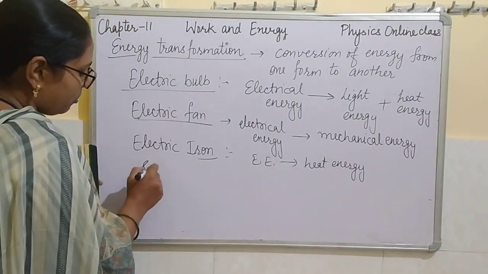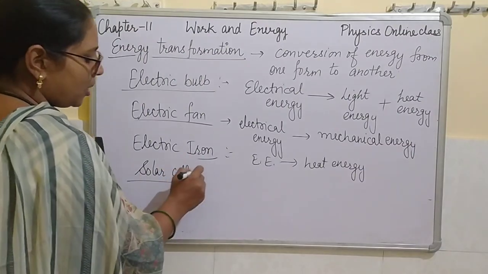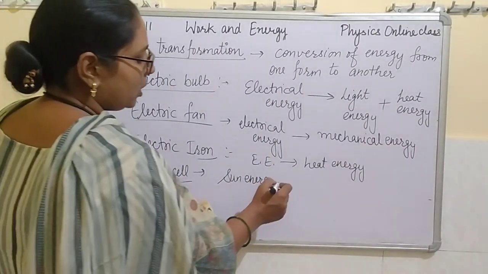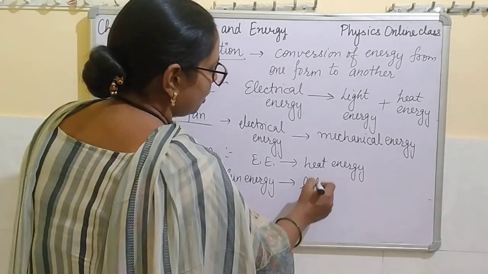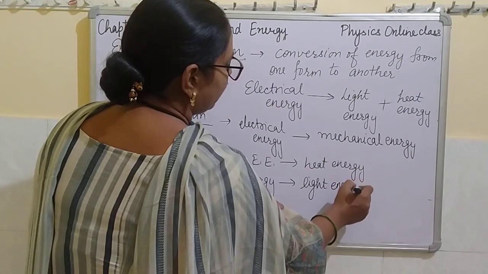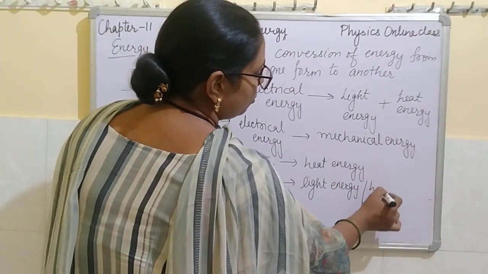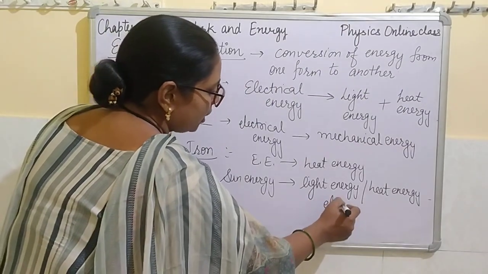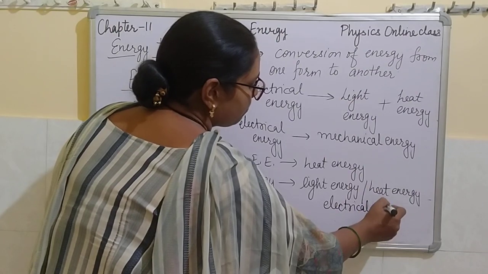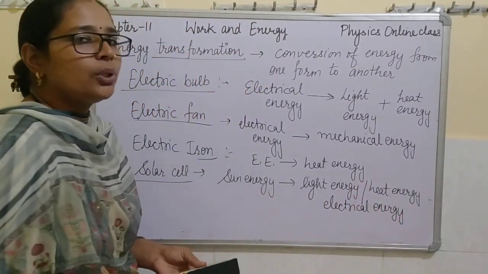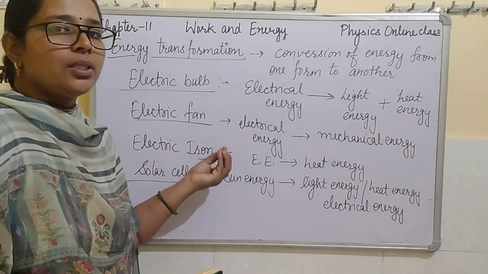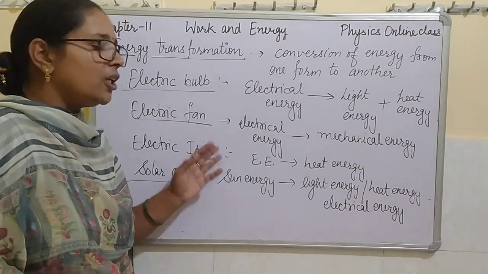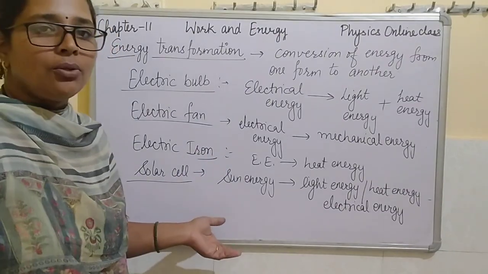Solar cell is the next example. In solar cell, what kind of energy is there? Solar cells are operating on sun energy. That means solar energy. And what we will do? We can light up the bulb. So solar energy is converted into light energy. We can use it directly as the water heater. So it will convert into heat energy also. We can use in place of electricity also. So we can write solar energy is converted into electrical energy. So these are some examples of energy transformation, where energy is transformed from one form to another. Similarly, you can find many more examples where energy is transformed. For that, you can read your book.